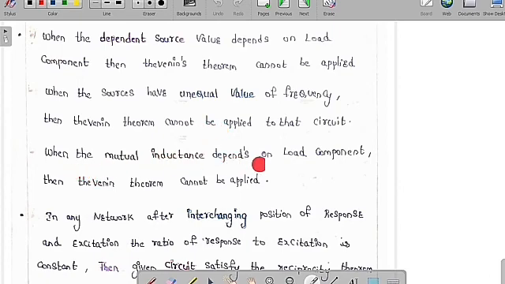Similarly, when the mutual inductance depends on the load component, then also you can't apply Thevenin's theorem. Suppose there is a mutual inductance between two inductors and it depends upon the load, then also you can't apply Thevenin's theorem. These are some cases in which Thevenin's theorem can't be applied.